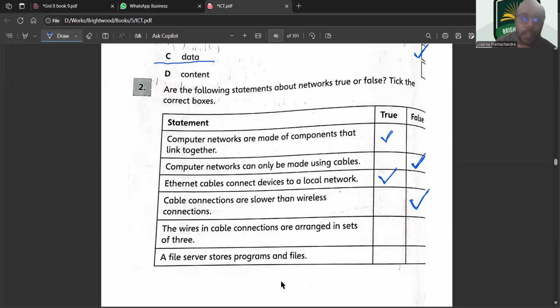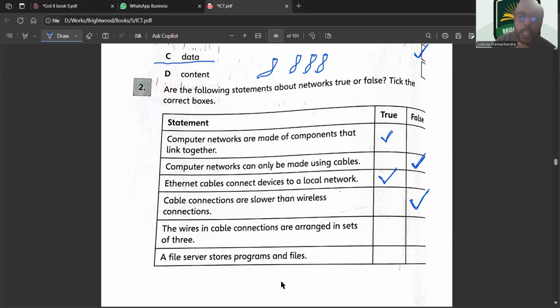And next one, the wires in the cable connection are arranged in sets of three. Do you remember? Is there three? No, there are four pairs. The twisted pair, I said, there are four pairs. Actually, there are four, and each and every cable is taken as a twisted pair. So there are four twisted pairs.